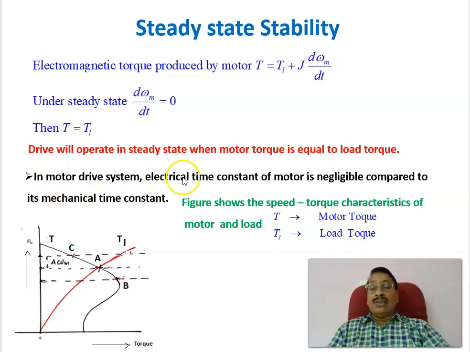In motor drive system, the electrical time constant of the motor is negligible compared to the mechanical time constant. Now, the figure shows the speed torque characteristics of a motor and a load, where capital T is the motor torque and TL is the load torque. This is the steady state, a stable operating point, where d omega m by dt equal to 0.